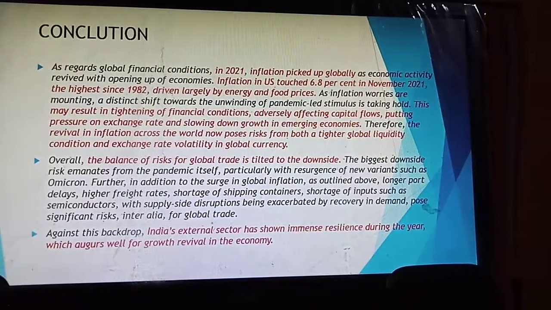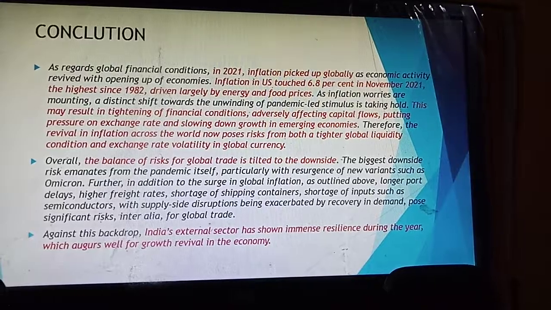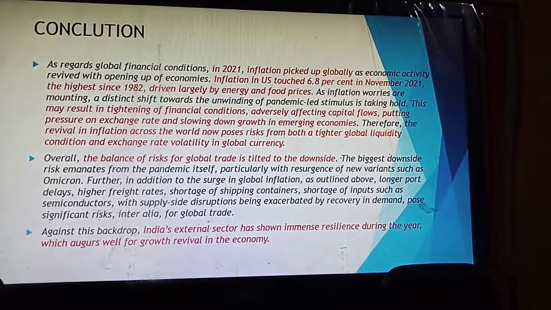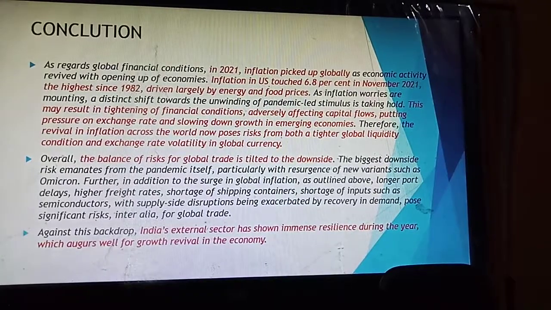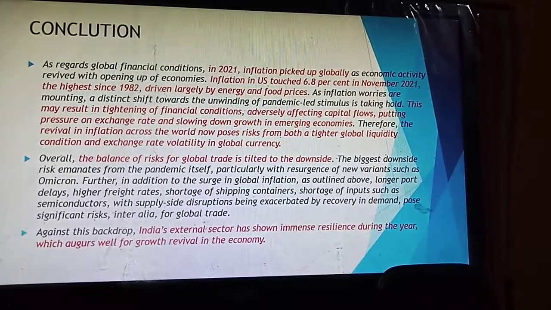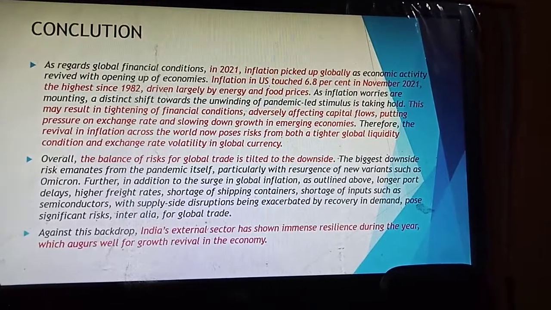Overall, the balance of risks for global trade is tilted to the downside. Against this backdrop, India's external sector has shown resilience during the year, which augurs well for growth revival in the economy.